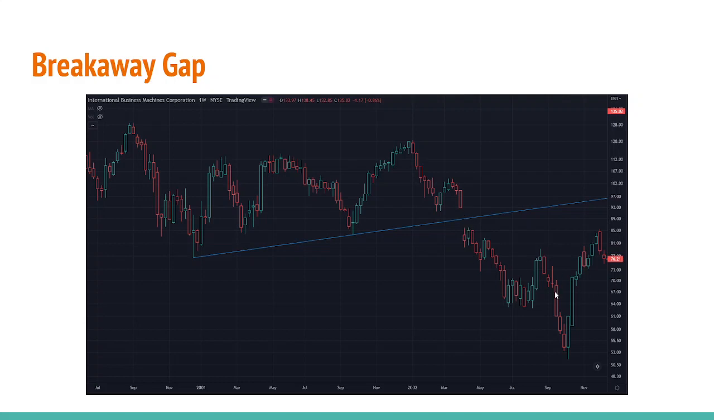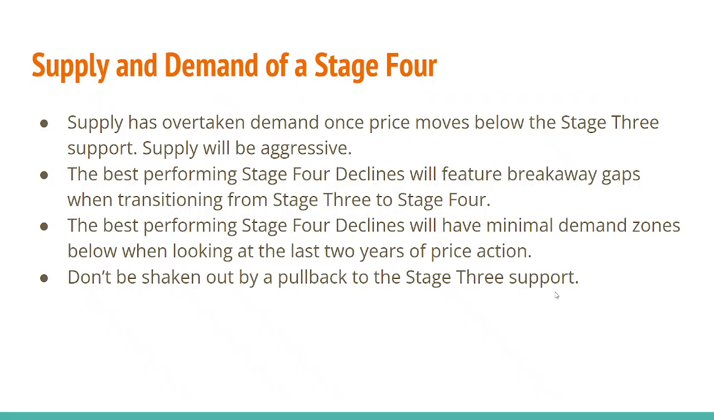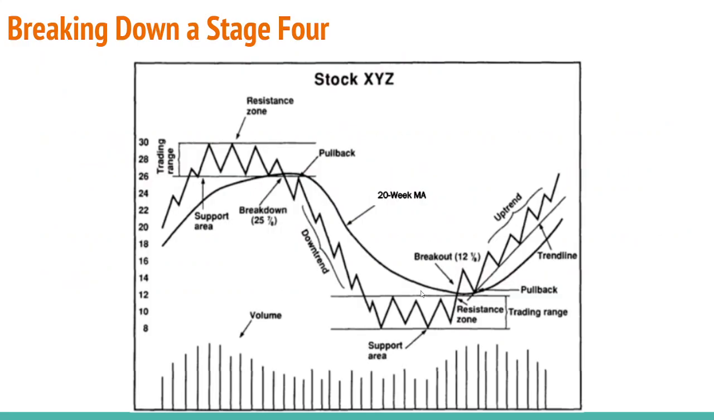The best performing stage 4 declines will have minimal demand zones below when looking at the last 2 years of price action. We'll come back to that in our real life examples. And then don't be shaken out by that pullback to stage 3 support. Like I said, you'll get that initial bulls trying to keep the stage 3 aligned, keep everything moving along, but they'll get hit with resistance, and then the bears will send it back down.